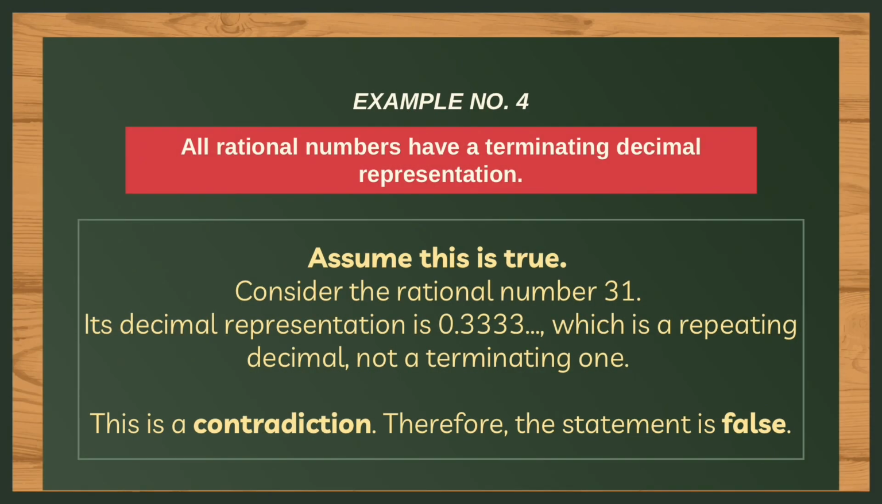Example number 4. All rational numbers have a terminating decimal representation. Let's assume that this is true. Consider the rational number 1/3. Its decimal representation is 0.333 and so on, which is a repeating decimal, not a terminating one. This is a contradiction. Therefore, the statement is false.